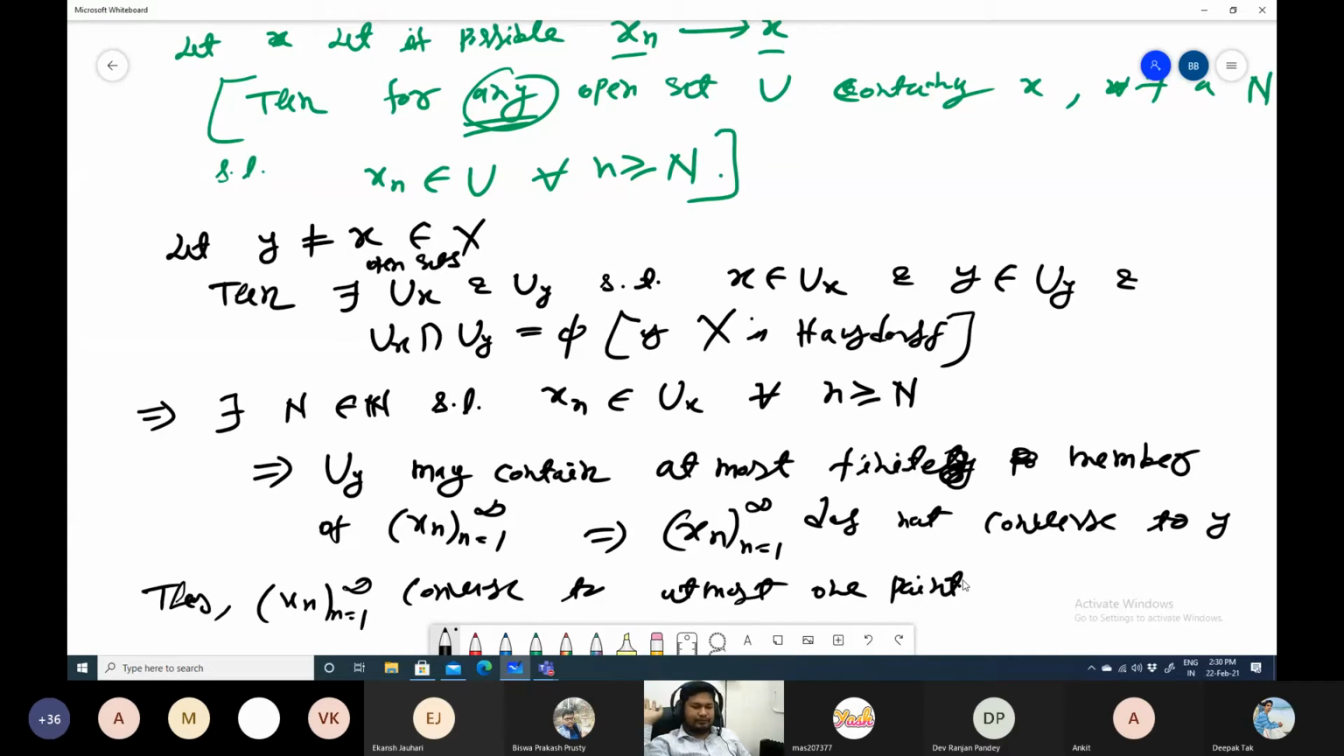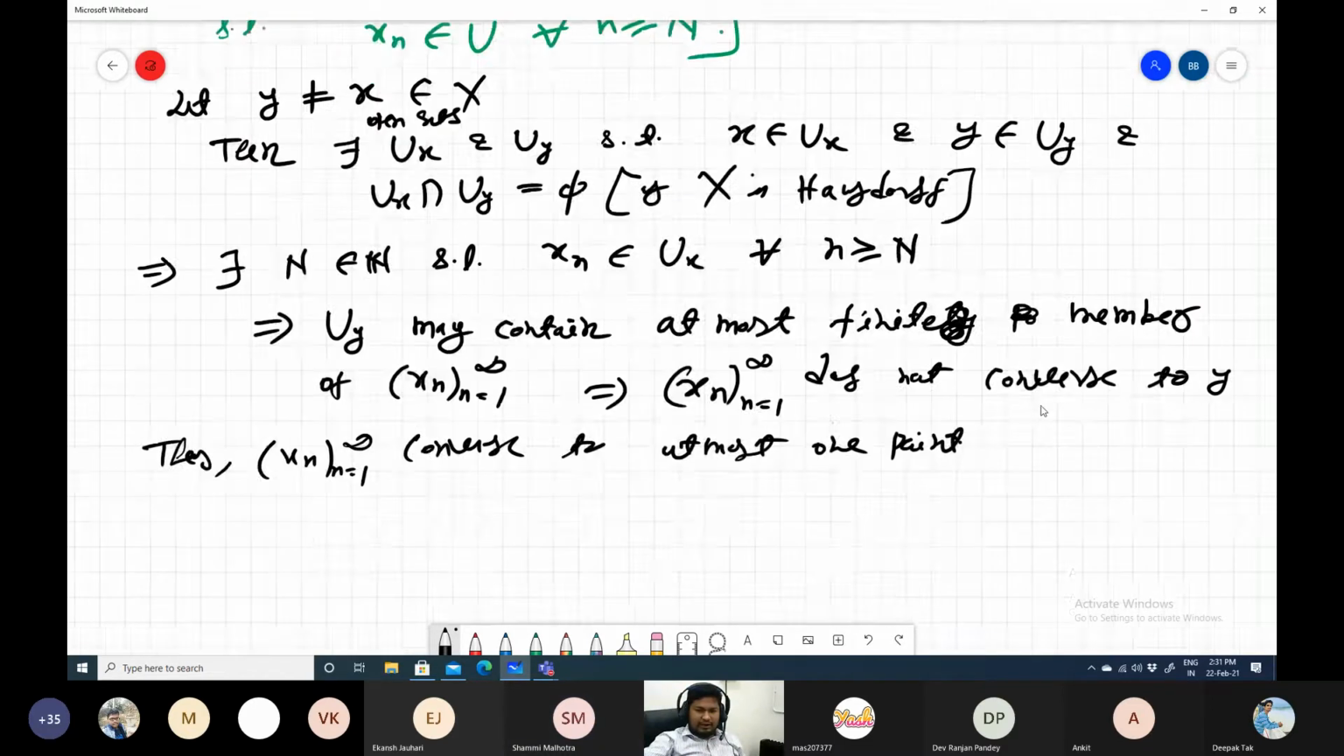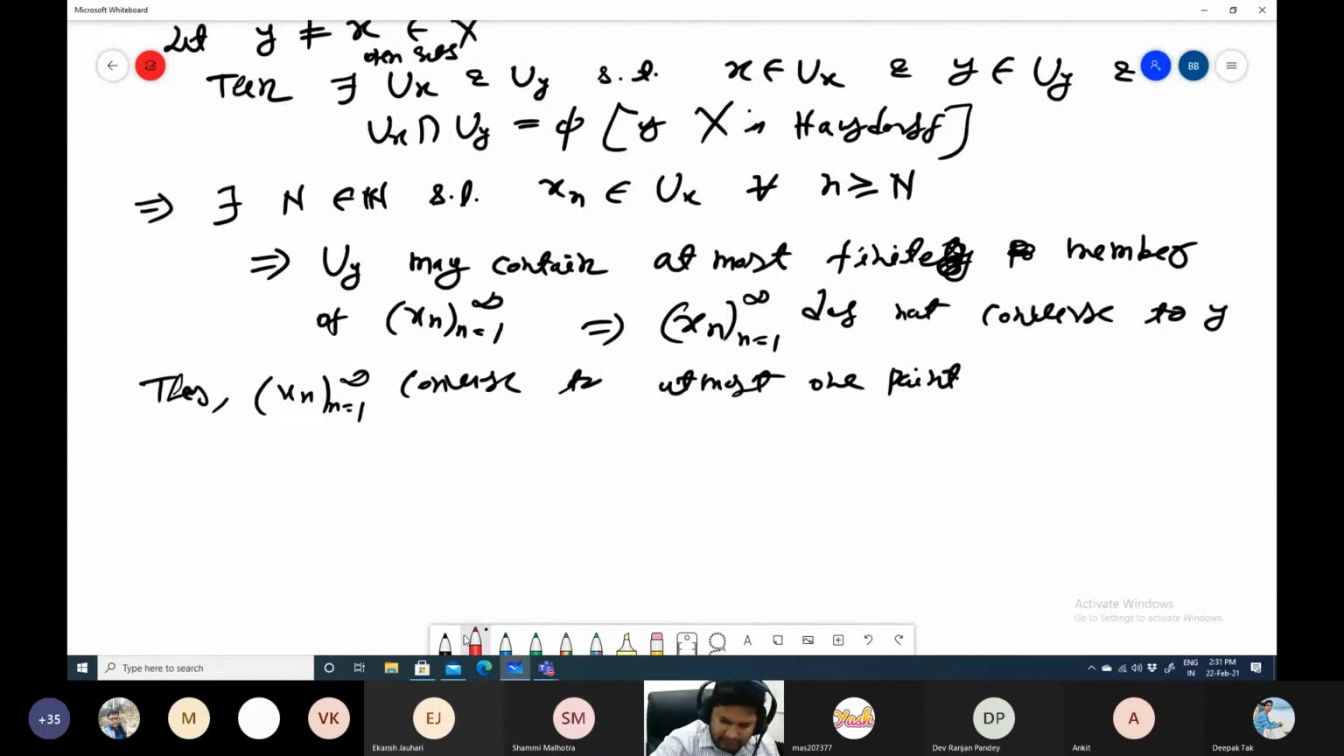Is that fine? So does the converse hold? Converse holds means: if we take any sequence that has at most one limit, then can we say the space is Hausdorff? That is a good question. Now let you think about that one.